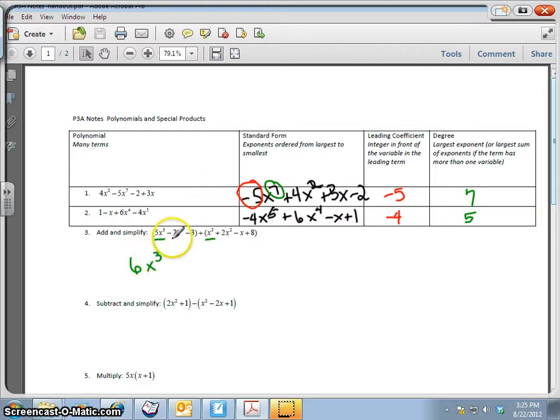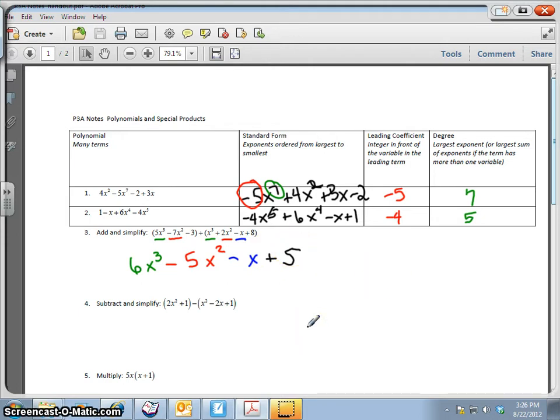Negative 7x squared does have a like term over here of 2x squared. So negative 7 plus 2 is negative 5x squared. Then we have a negative x over here, but there are no x terms on the left, so we just rewrite the negative x. And then finally, negative 3 and a positive 8 gives you a positive 5. So we have added those two expressions together.